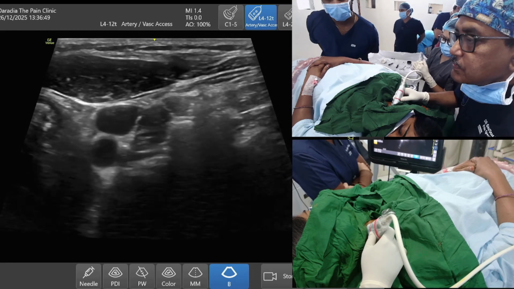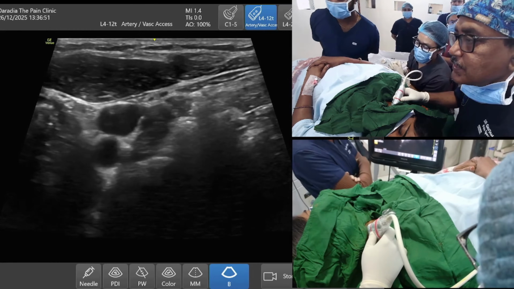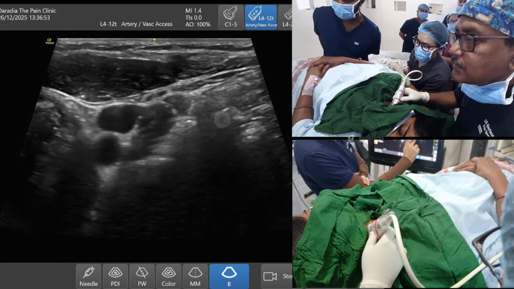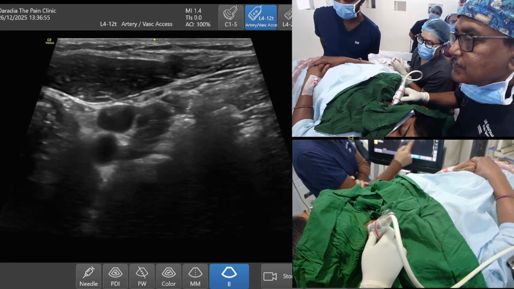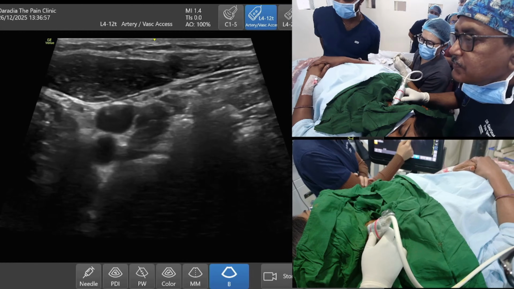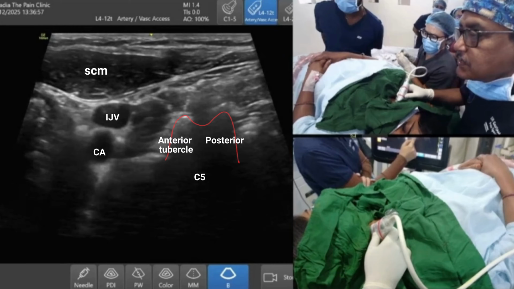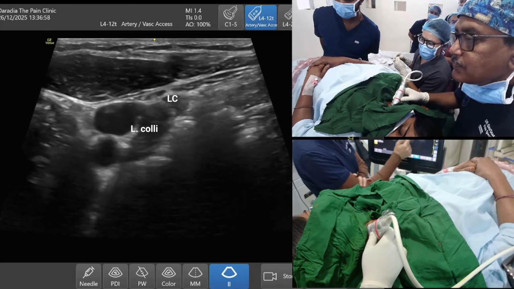Posterior tubercle. Yes, sir. The anterior tubercle. Sir, I think this one. So that means this is not C6, this is C5. We can see C5 anterior and posterior tubercle at the same height, the C5 nerve root popping out, the longus capitis muscle just above the anterior tubercle, and the longus colli muscle.